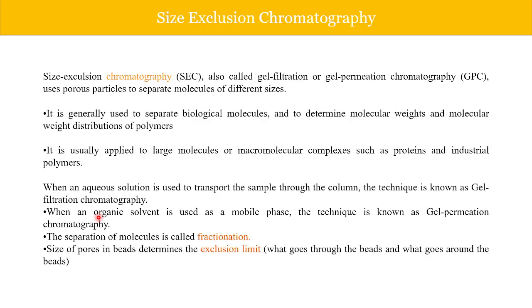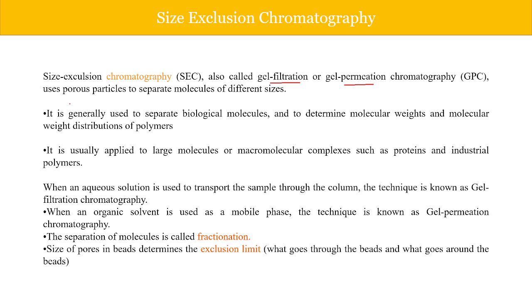Now coming to the first chromatographic technique which we would be discussing, and it is a very important technique: size exclusion chromatography, or sometimes we call it gel filtration chromatography or gel permeation chromatography, GFC or GPC. It uses porous particles. Here are a few things which we need to keep in mind. The first thing is that it has other names: one is gel filtration and one is gel permeation.